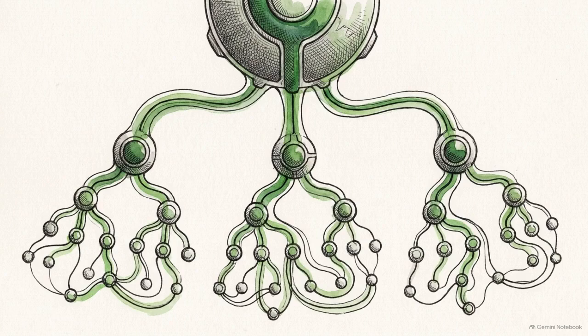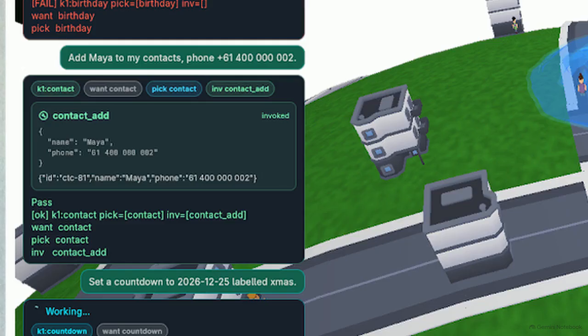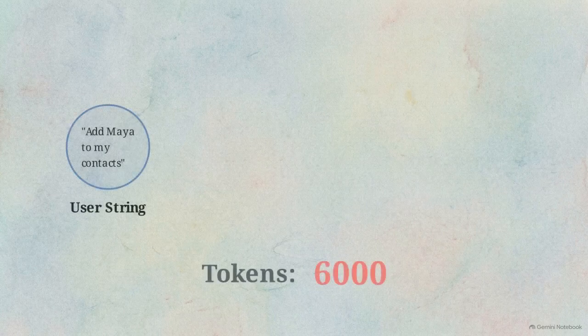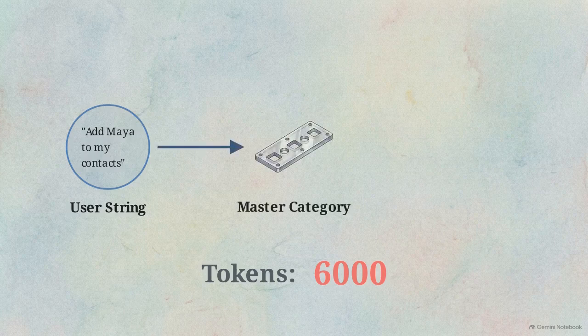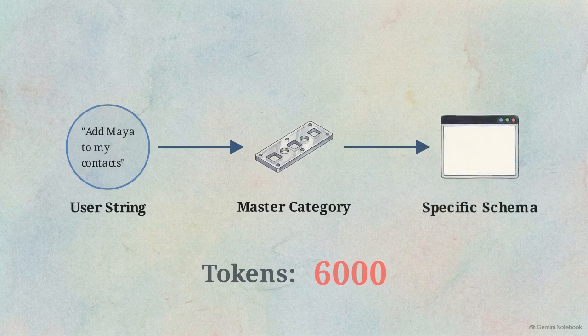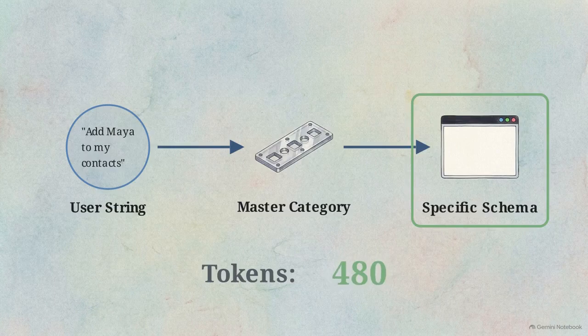Biocraft solves this token bloat using a mechanism called Hierarchical Tool Routing. Looking at the debug log, we observe hop 1. The model parses intent to select a master category, like the contact nest. In hop 2, it dynamically loads only that nest's specific schemas, invoking the contact add function. This flowchart traces the operational logic. By staging the routing process into a category selection followed by a schema invocation, the active prefill context window shrinks from 6,000 tokens down to under 500.